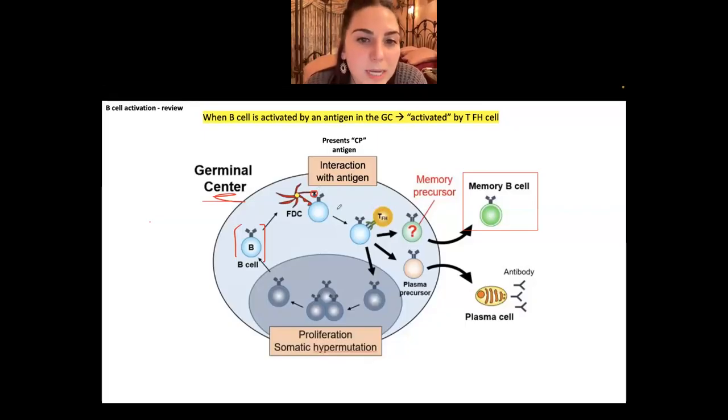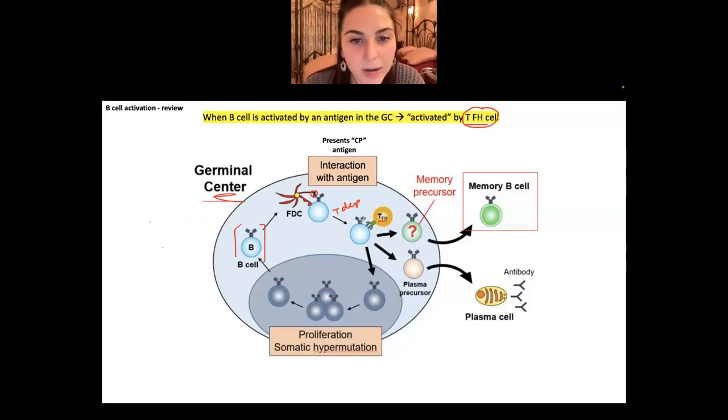Now we're going to go through T-dependent B cell activation. Remember, I mentioned in the T cell lecture, if you're in the germinal center, already in that secondary lymphoid tissue, it's usually going to be a follicular helper T cell. That's what TFH is. This is the one that's helping with somatic hypermutation and affinity maturation.